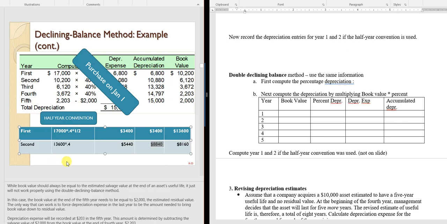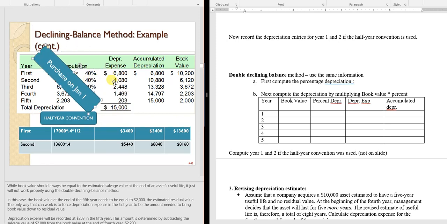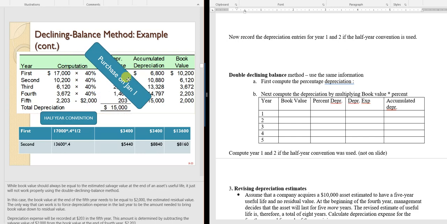The only real difficulty with half year is sometimes you get in a hurry and you think, oh, I owned it a full year the second year, so I'm going to go up here and grab this depreciation expense. Well, no, you can't go grab it, because your book value is different. I subtracted 6,800 here and I subtracted 3,400 here. So my book value throughout the life is different.